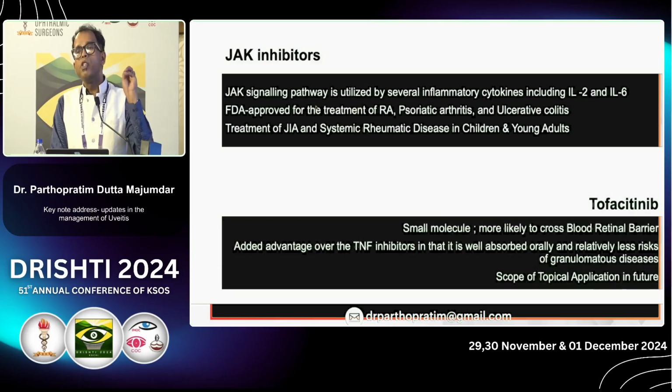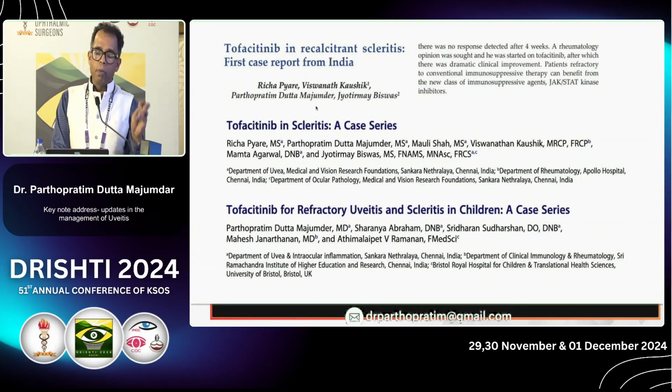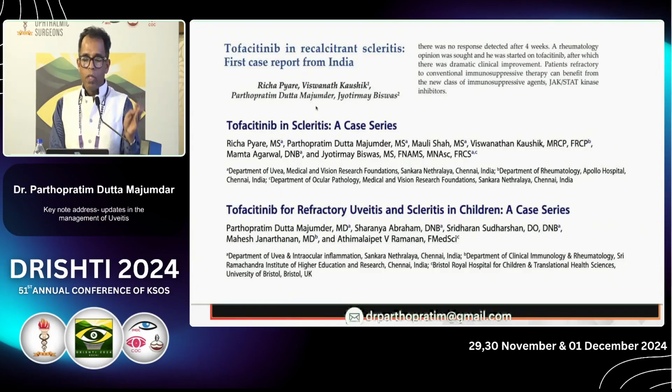Why? It is basically a small molecule, so theoretically it can more easily penetrate the blood retinal barrier and reach the eye. That's why tofacitinib is becoming very popular. We have the largest series in scleritis. It was our first case report from India, and then with Professor Ramanan of Bristol, we used it first in children with uveitis and scleritis, and the response is really good. We have also published a large series of tofacitinib in scleritis in adult patients.